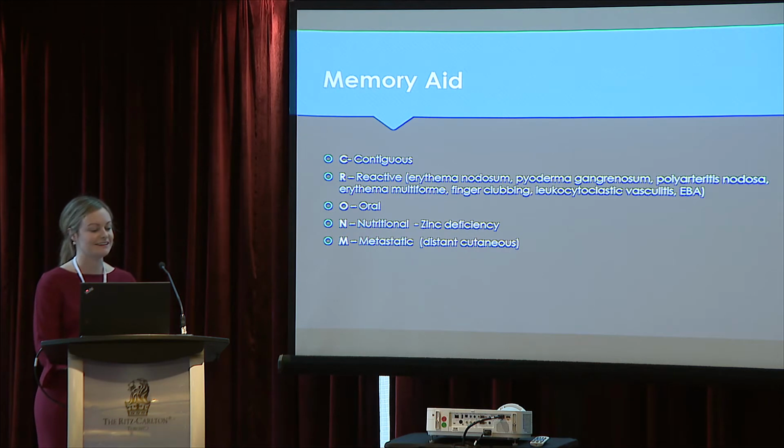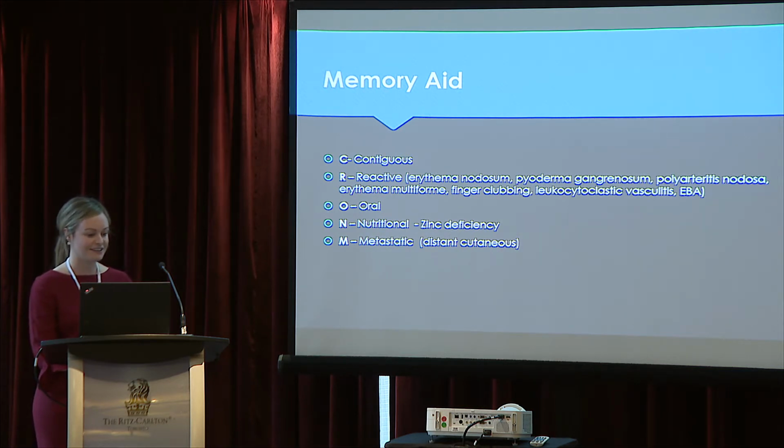So I'll start with a bit of a memory aid that I came up with when I was studying for my final examinations in dermatology. So when I was trying to memorize all the different manifestations of IBD in the skin, I came up with this acronym called CROHN, and it almost spells Crohn's. So the C is contiguous Crohn's disease, contiguous meaning that it is actually attached to active bowel disease and manifesting on the skin.